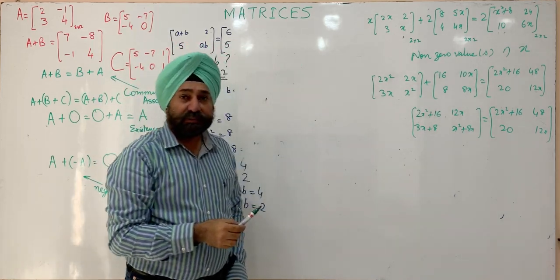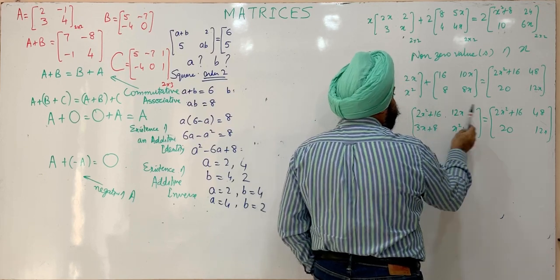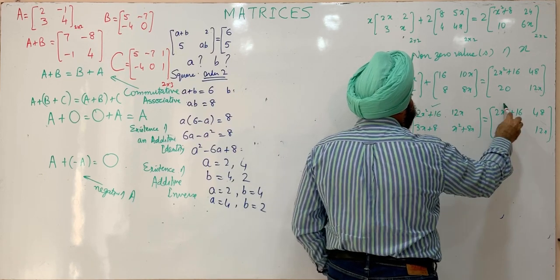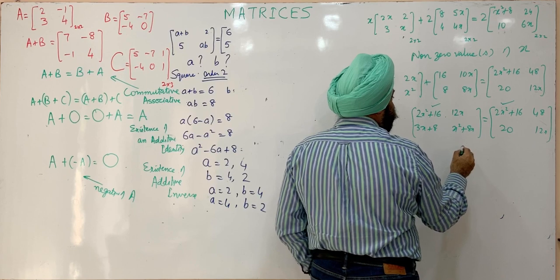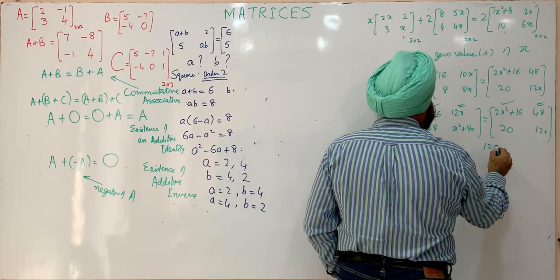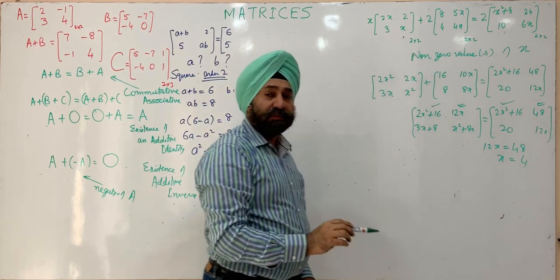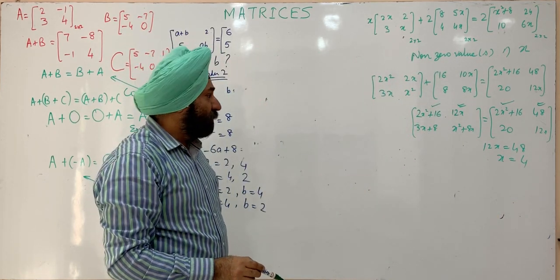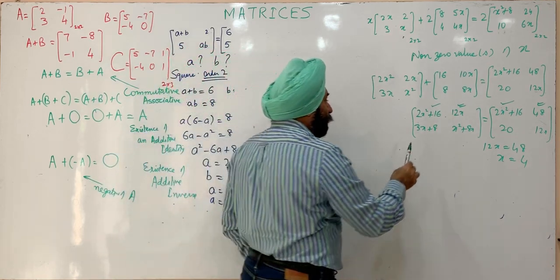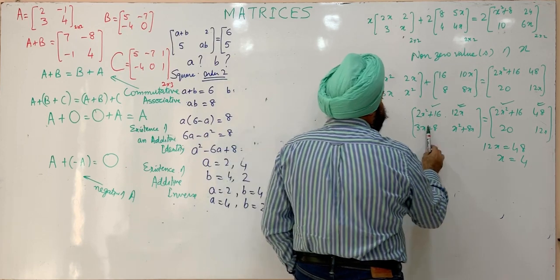So now we have matrices which are equal. That means the corresponding elements are equal. So this is equal to this for every value. 12x is equal to 48. This gives us x equal to 4. This is one of the values, but this value must satisfy this equation as well as this equation. Let's solve this equal to this.